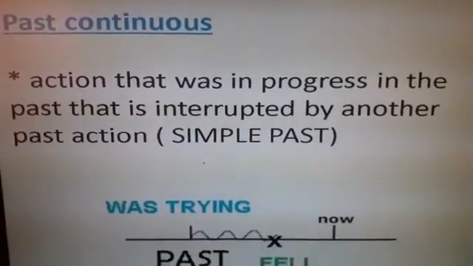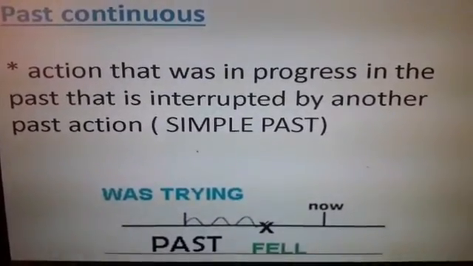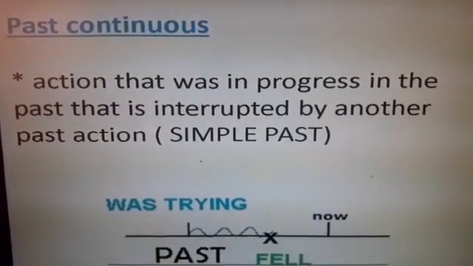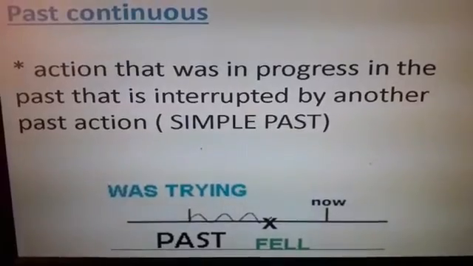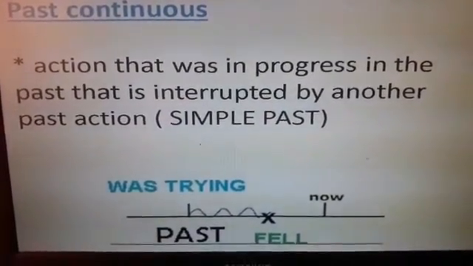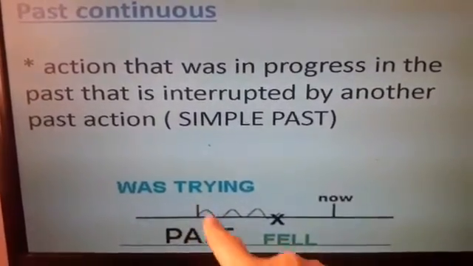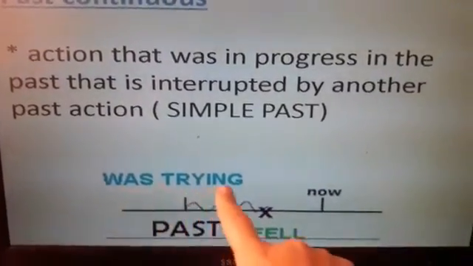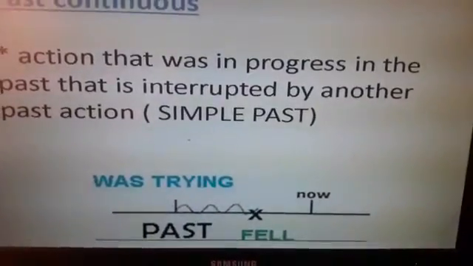Okay, so we know now that one of the uses of the past continuous is to show that an action was in progress, that was happening in the past. But when it is interrupted by another action, yes, in that case we use the simple past. Look at this. Look at the drawing. The action was happening, was in progress, past continuous, when another one interrupted it, simple past.